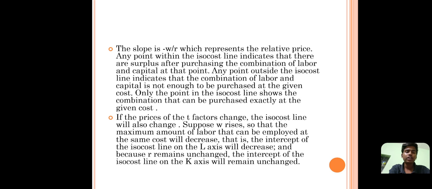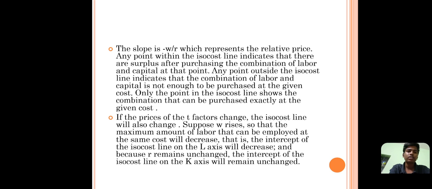Any point within the isocost line indicates that there is a surplus after purchasing the combination of labor and capital at this point. Any point outside the isocost line indicates that the combination of labor and capital cannot be purchased at the given cost. Only the point on the isocost line shows the combination that can be purchased exactly at the given cost.